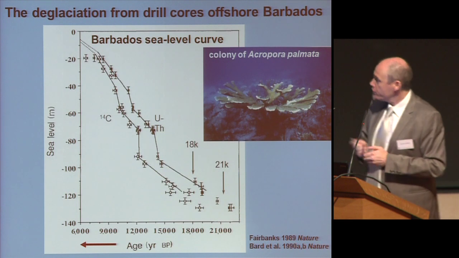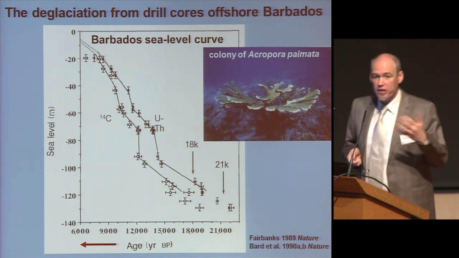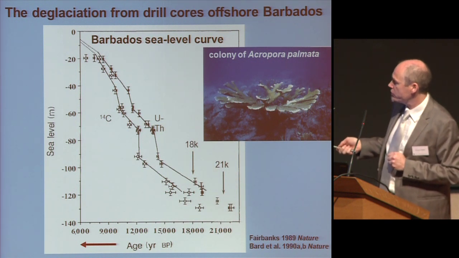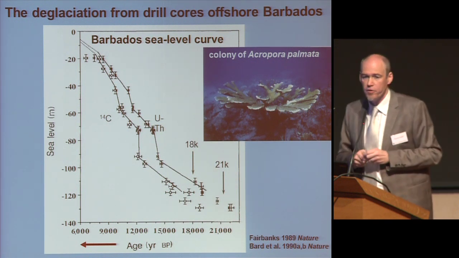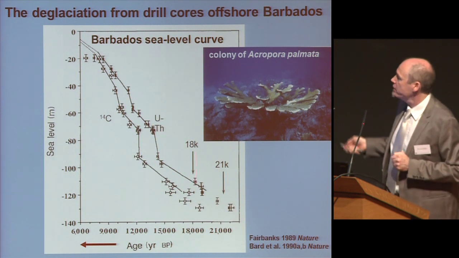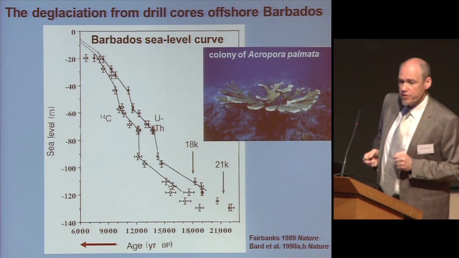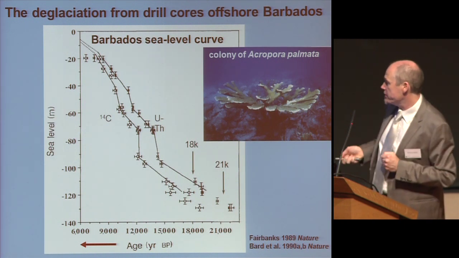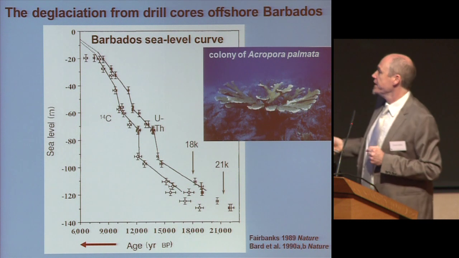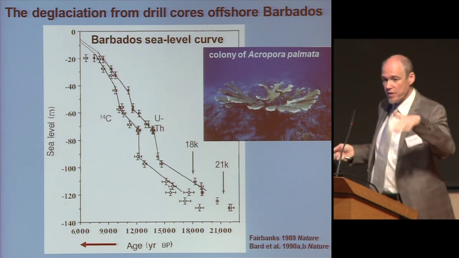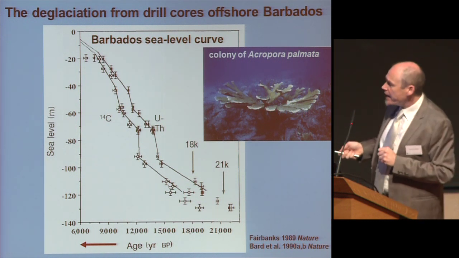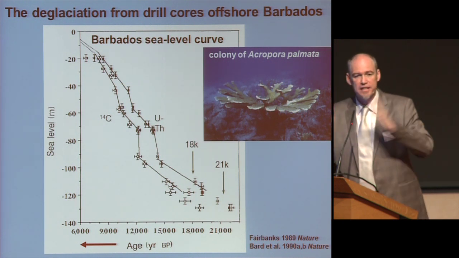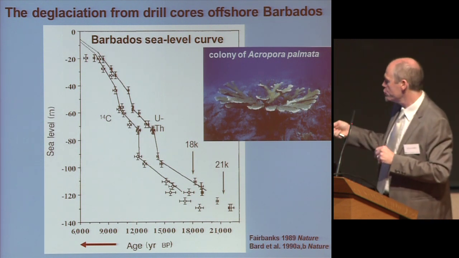As I said to you, we already had some information before that. When I was a postdoc at Lamont, working in collaboration with Rick Fairbanks, we had already drilled the island of Barbados, and this is taken directly from one of the publications that we had in 1990, based on the corals that were drilled offshore Barbados. At that time, we did not even know that there was a shift between carbon-14 and uranium-thorium. So this is the reason why you have two sea level curves here.